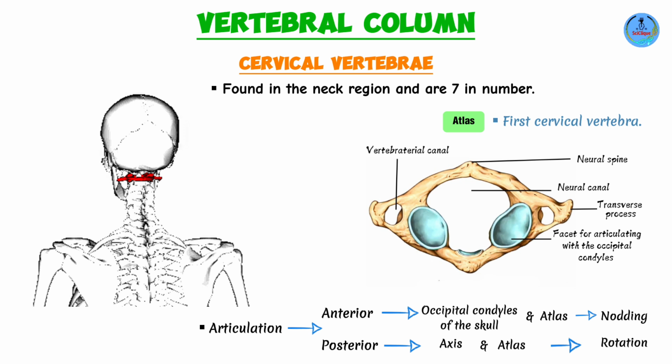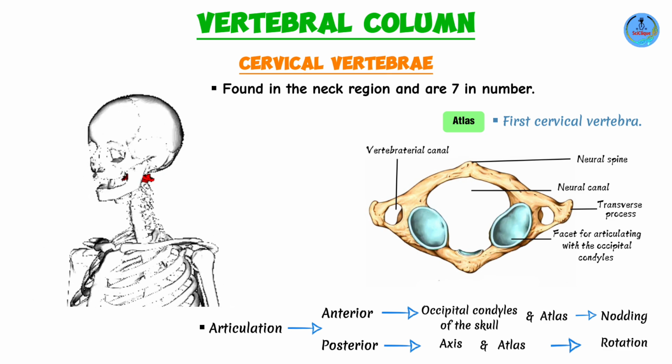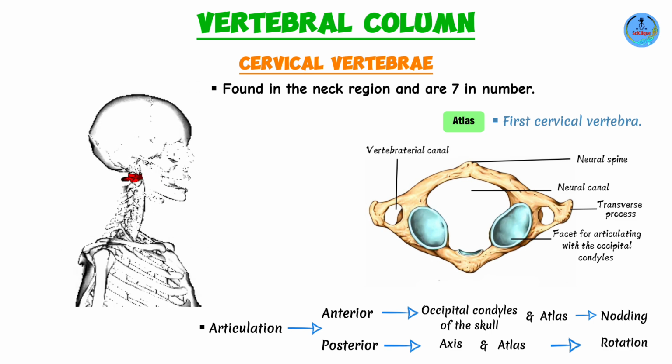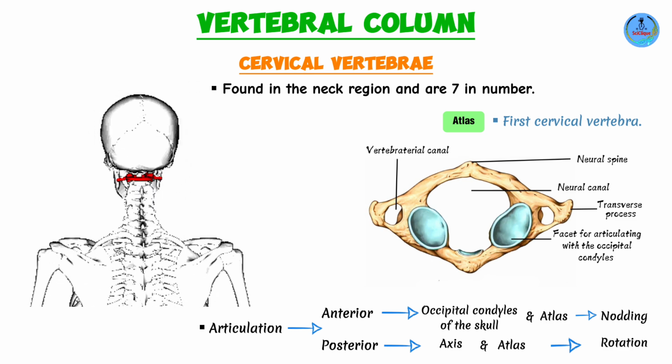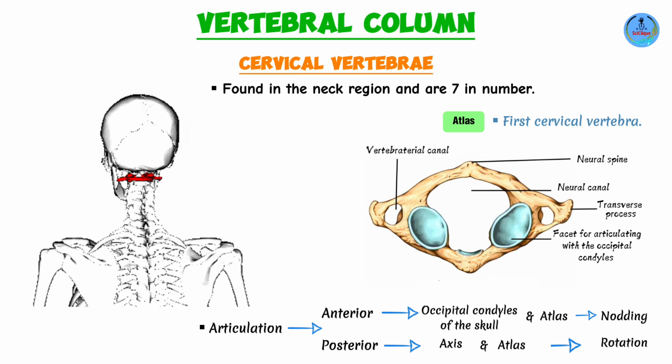Okay. So what are the distinctive features of the atlas? These are the features that set it apart from other vertebrae. Number one is that it has a wide neural canal. Now, I know I just mentioned that all cervical vertebrae have a wide neural canal. But did you know that the atlas has the widest neural canal of all? Yes, it does. And this is an adaptation to accommodate the large spinal cord in the neck region.